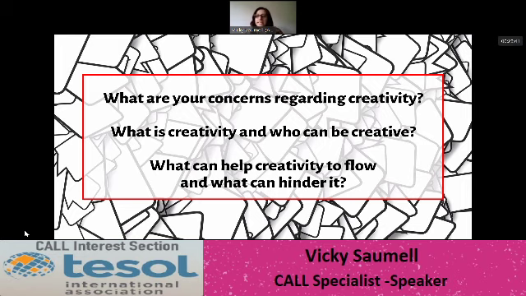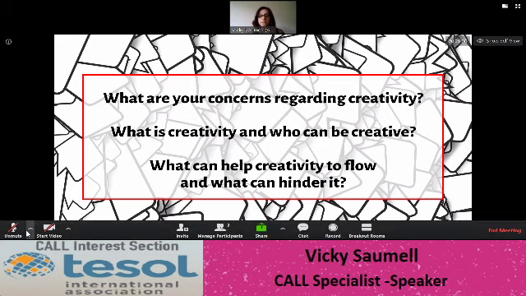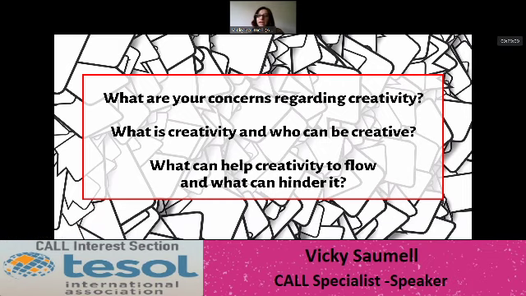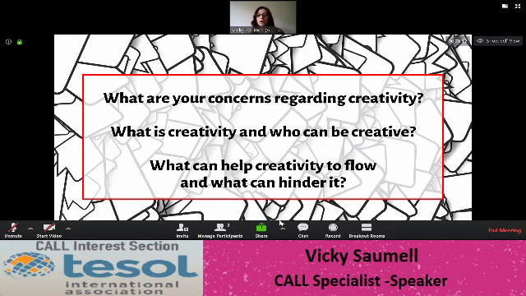So what is creativity and who can be creative? I believe that everybody can be creative. I believe that a creative teacher does not necessarily mean that you have creative students. So I think we need to separate both. You can be a creative teacher, but then not do things in your classroom that promote creativity in your students. Today, I'm going to focus specifically on promoting creativity in our students.